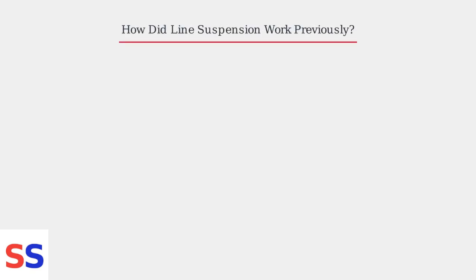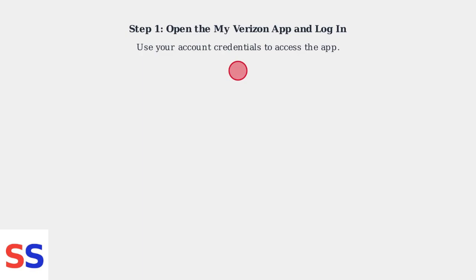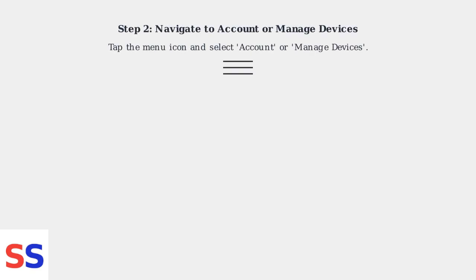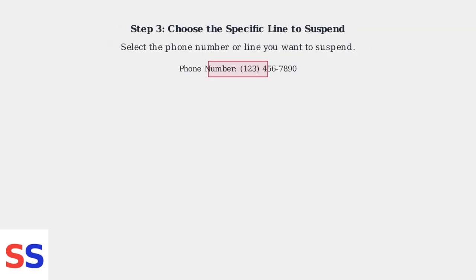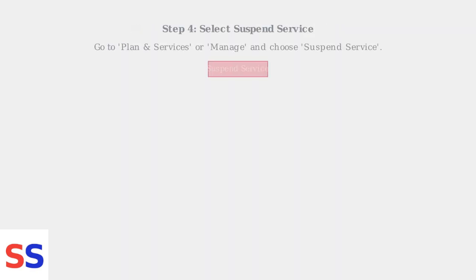suspensions. Previously, line suspension in the My Verizon app allowed postpaid customers to temporarily pause all services for a specific line. First, open the My Verizon app on your device and log in with your account credentials. Next, tap the menu icon with 3 lines and select either Account or Manage Devices from the options. Then, choose the specific line or phone number on your account that you want to suspend. Navigate to Plan and Services or Manage section and select the Suspend Service option.